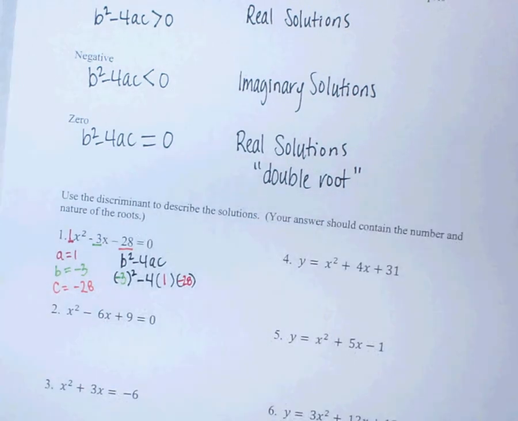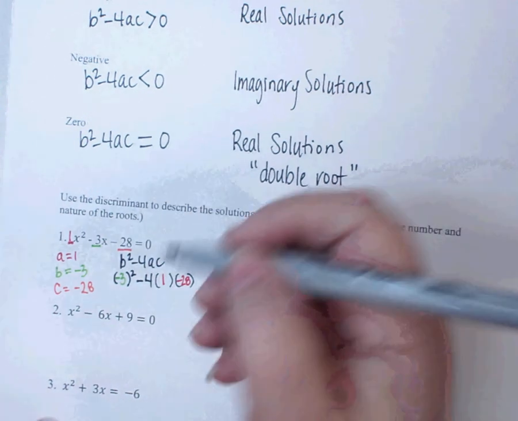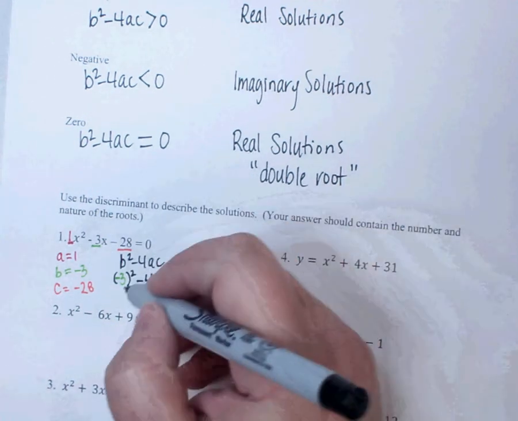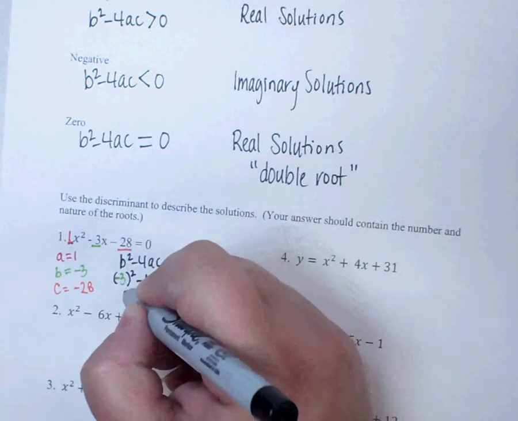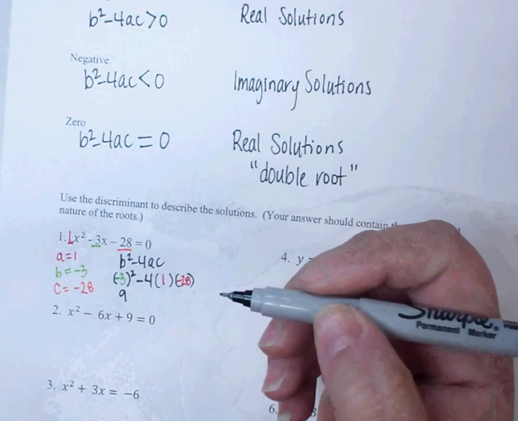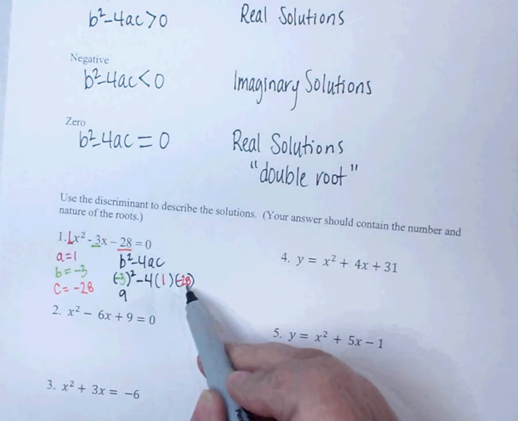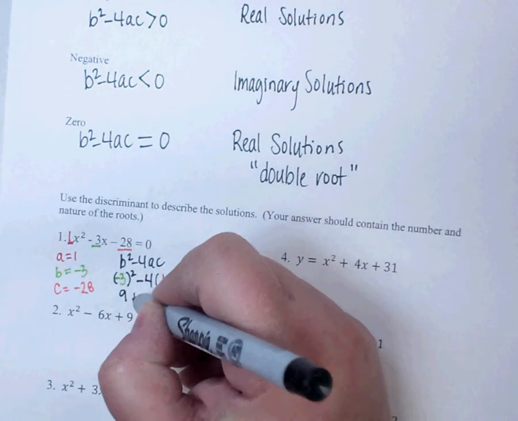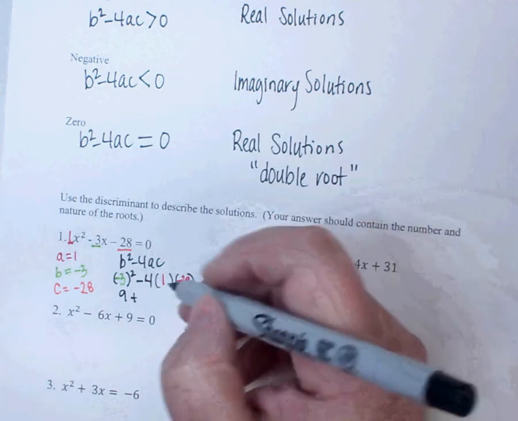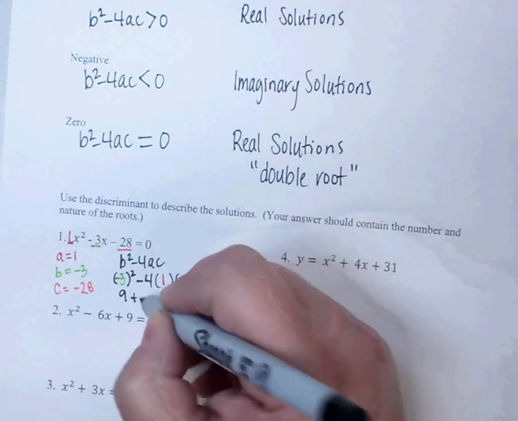Now we're going to take our calculator and we're going to multiply that out. You can hit pause and you can multiply it out. I'm going to do it by hand right here. (-3) squared is 9. Then we have minus 4 times 1, which is -4. -4 times -28 is a positive 112.